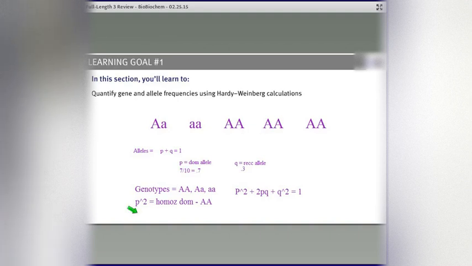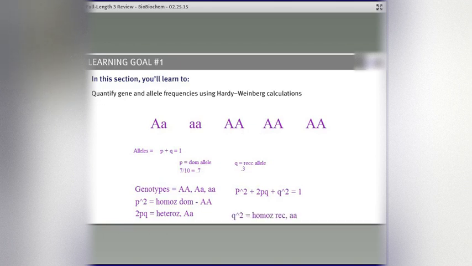So if you take a look at your 2PQ, this is going to be our heterozygous. So that's going to be our big A, little a. Okay, and then if we take a look at our Q squared, what's that going to be representative of? Good. Okay, so that's going to be homozygous recessive. That's going to be little a. Good. Okay, so excellent job.